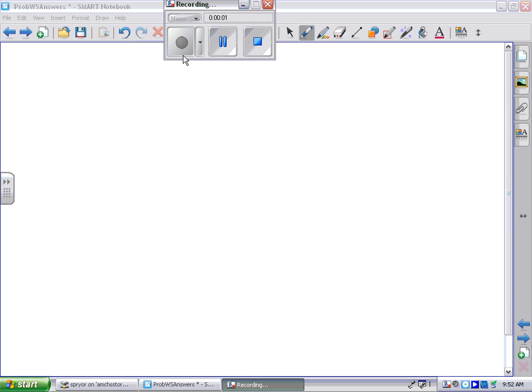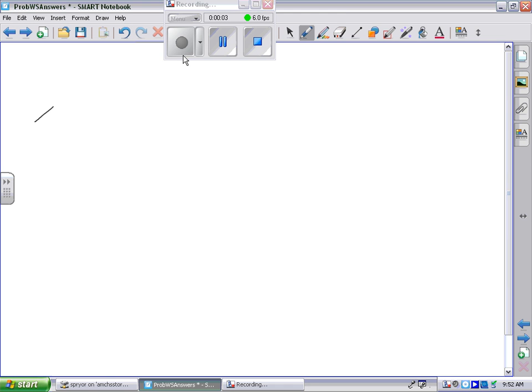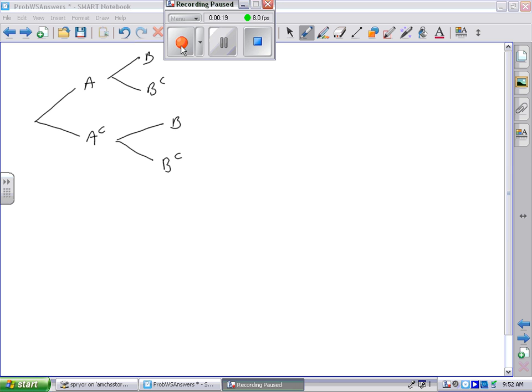The problem wants us to use a probability tree, and when you do that, it's A and not A, and then B and not B. Some students mistakenly want to make the very first branch A and B, and it's not A and B, it's A and not A. And then filling in what's given.